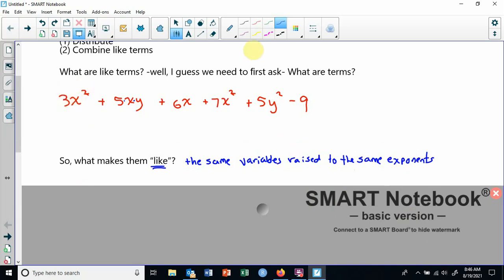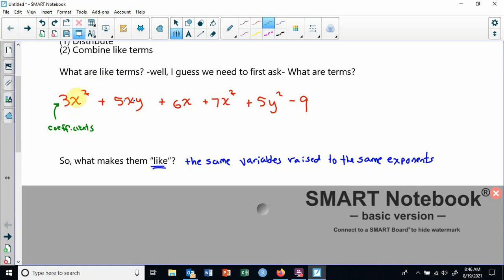While we're here, let's throw in some more terminology. A number out front of the variables is called a coefficient. So 3, 5, 6, 7, 5, 9. But they have to have the same letter part with x.